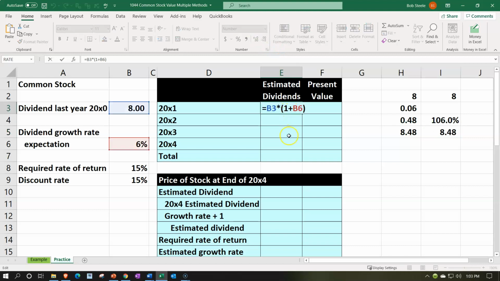We do need the brackets because of the order of operations, and I want to pull the 6% from there, so I don't want to just hard code 106%. That way, if I was working scenarios, I can then pull this from my data set in Excel, and that's just the general practice we want to have.